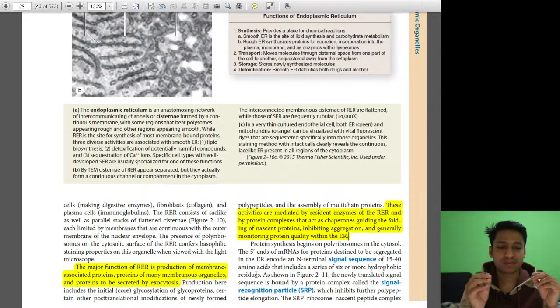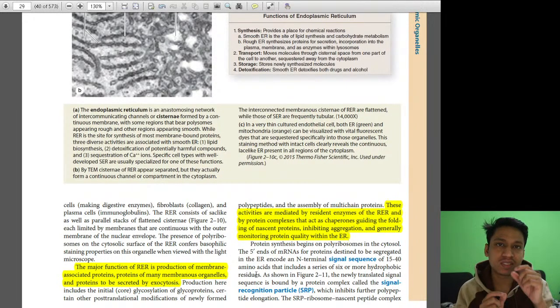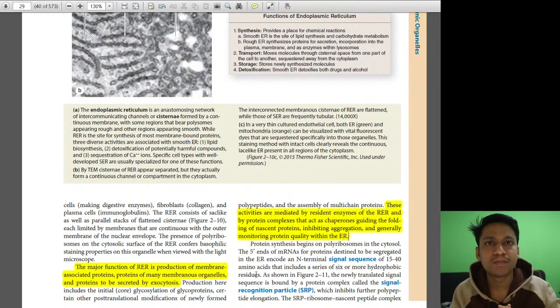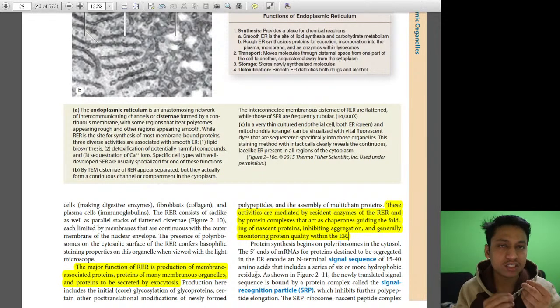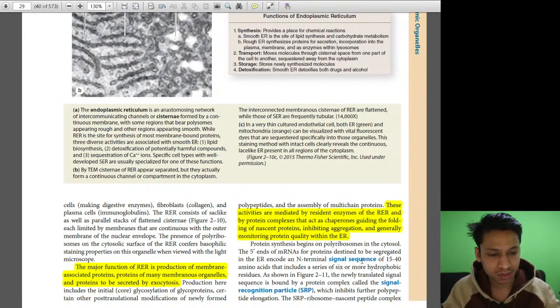So mRNA has a 5' end and a 3' end. The 5' end is the N terminal, that is a signal sequence. What is a signal sequence? This is a sequence from where the polypeptide production, the translation, will start. This N-terminal signal sequence is made up of 15 to 40 amino acids.